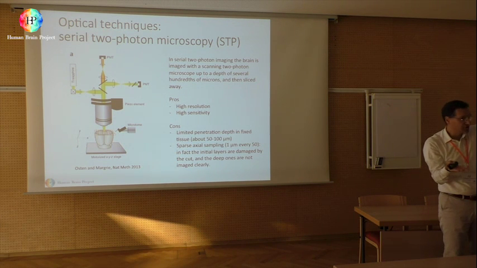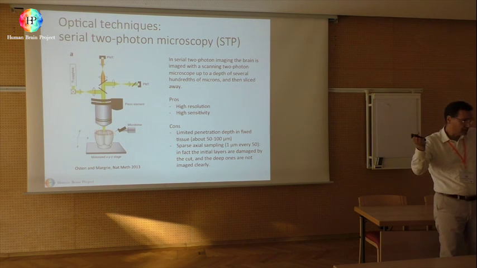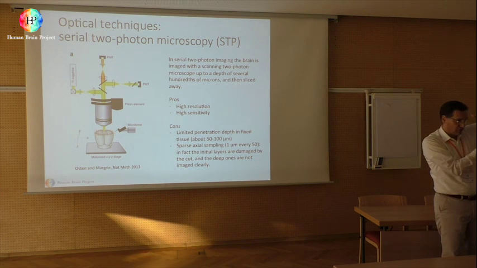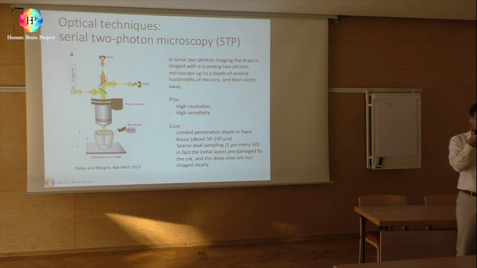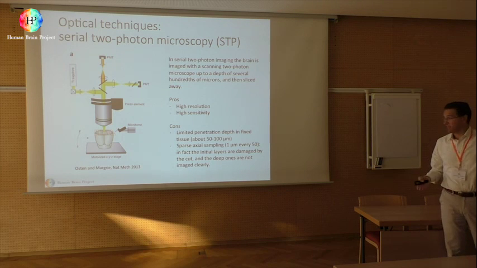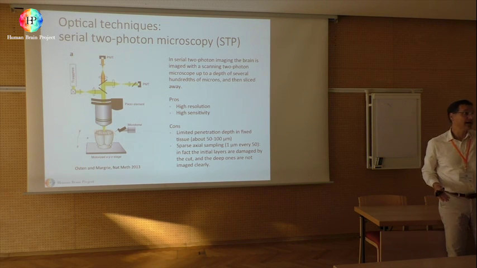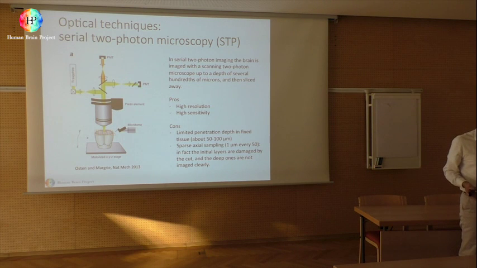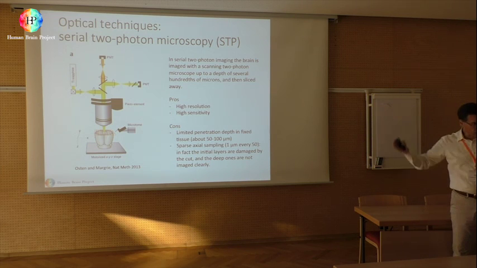Going deep, you lose signal because of scattering. So you just image to the middle. Every 100 microns, you make an image. So you lose 95% of your information, but you can make whole brain imaging.